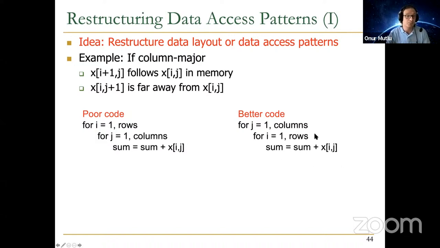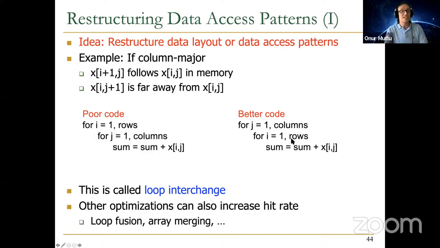This can be done by the programmer. This can be done by the compiler. Clearly, another way of doing this is changing the layout of the vector. You can keep the same code, but change the layout of the vector such that X[i, j+1] follows X[i, j] in memory layout. That's another way of doing it, by changing the data layout or restructuring the access pattern. But essentially, what I showed you over here to get to better code is loop interchange.